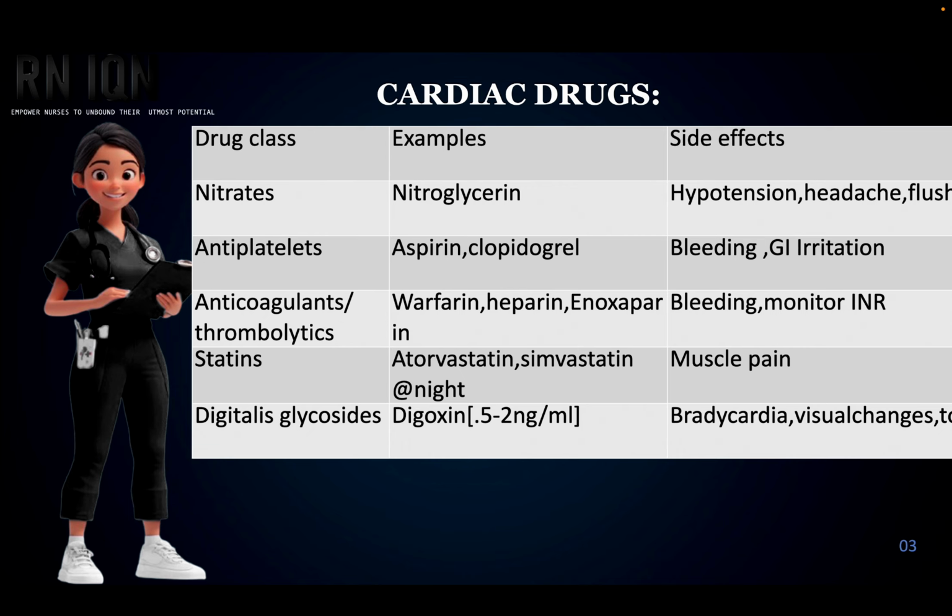And digoxin we are giving to strengthen the heart contraction and control the heart rate, especially in AF or in heart failure. The major side effects which we can see are bradycardia, visual changes, and if the level is too high, that is, the digoxin level exceeds the normal therapeutic range, that is from 0.5 to 2 nanogram per ml, then it leads to toxicity.